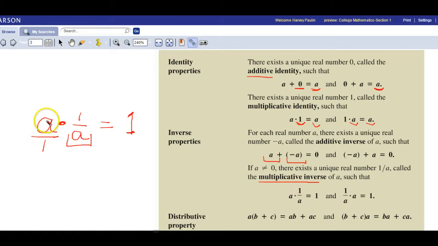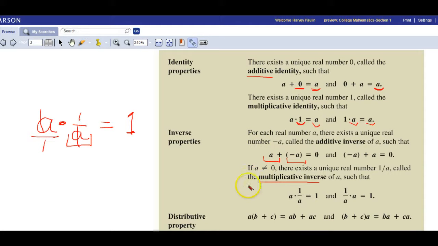So the numerator becomes the denominator, and the denominator becomes the numerator. Now notice when you multiply these together, these will cancel out. A divided by A is 1, so we get 1.